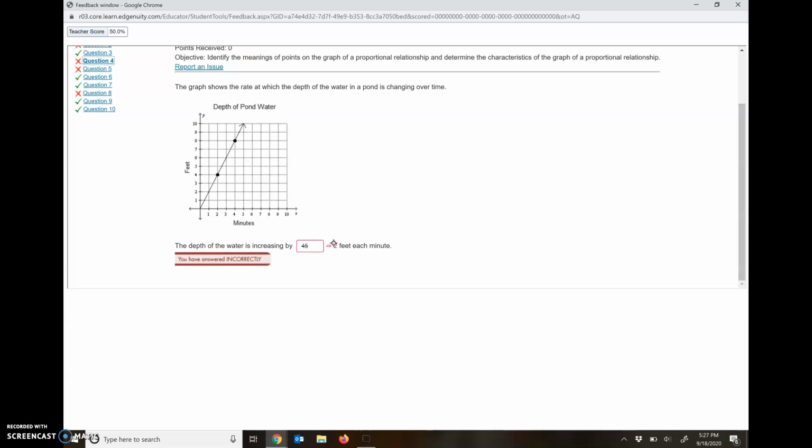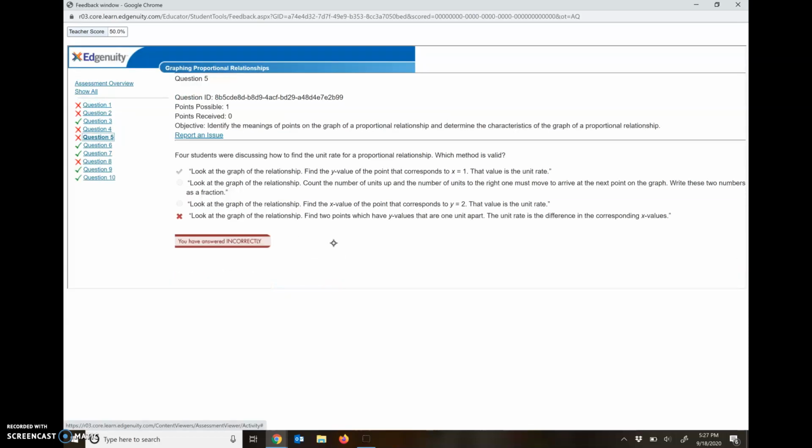Okay, the graph shows the depth at which the water in the pond is changing over time. So we have to figure out how much it's changing for every 1 minute. So if I look at 1 minute, it looks like it's going over 2. So that means it's changing 2 feet for every 1 minute.